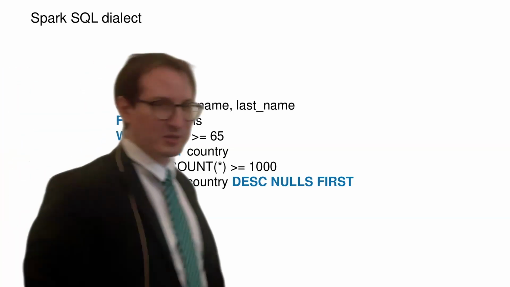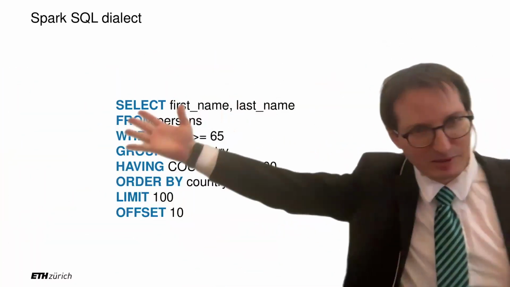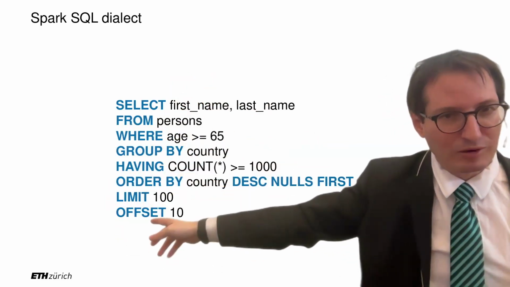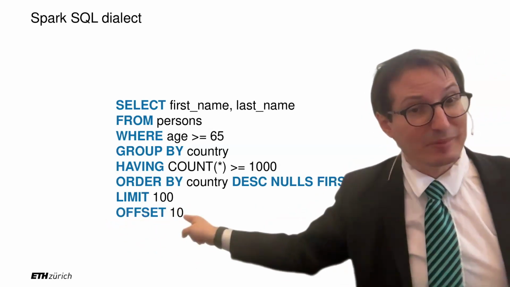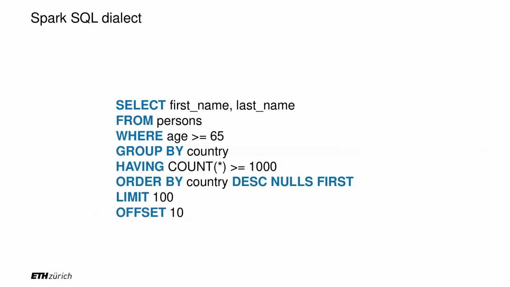But I have two pieces of good news. The first piece of good news is that even though it's Spark SQL, it still looks like SQL. So it's the same: select, from, where, group by, having, order by, limit, offset. This is new, by the way. It wasn't supported before, offset, but now in the newer versions of Spark, they also support offset.